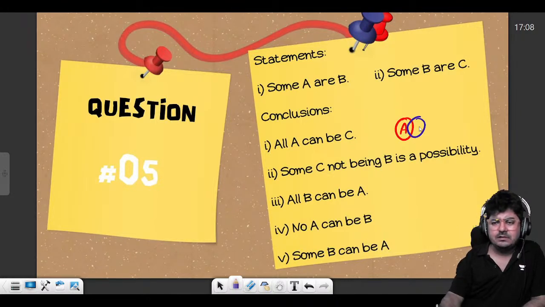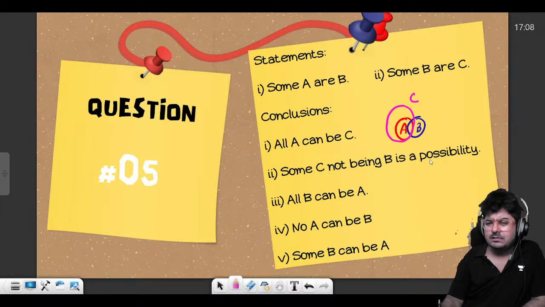This is A. Some A is B and some B is C. If I draw C like this, here you can say all A can be C. Yes or no? This is possible. And still it is following the first two criteria: some A are B and some B are C. So first is correct.